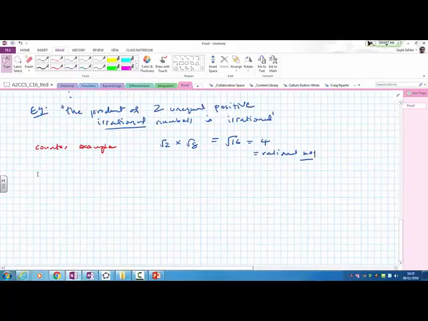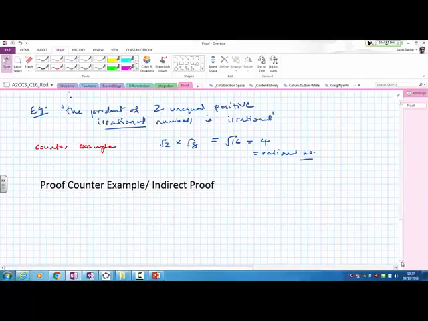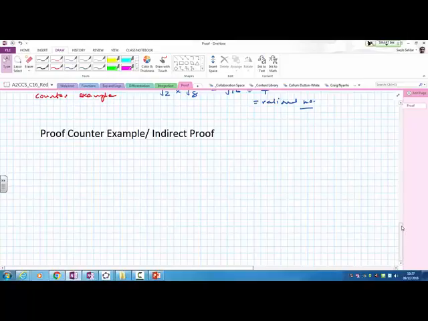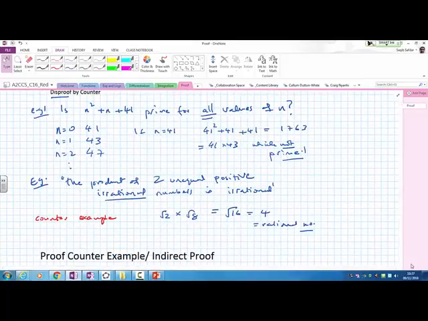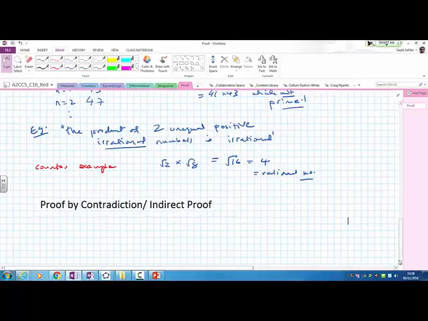Let's move on to a proof. So this is not a disproof, it's a proof by contradiction, also called an indirect proof. I'll run through a couple of these.